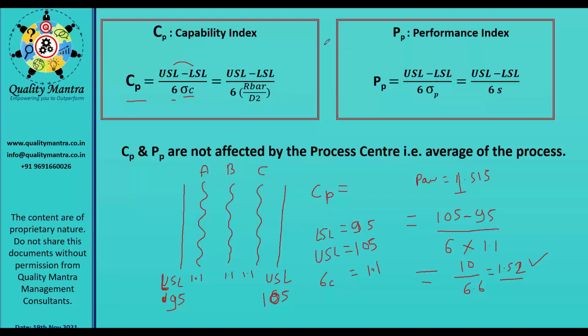What is the difference between this CP and PP? What is the difference in the formulas? Just look at the formula. Almost everything is the same except for one thing. And what is that? What is the difference in it?